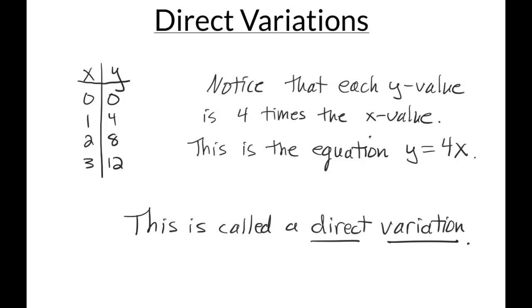Hey everyone, this video is going to be about some different variations. The first one is direct variations. So I want you to take a look at this table and notice what we do to the x to turn it into the y. If you'll notice, each of the x values gets multiplied times 4 to get the y values. If that's the case, then the equation for the direct variation is y equals 4x. That's what we call a direct variation.